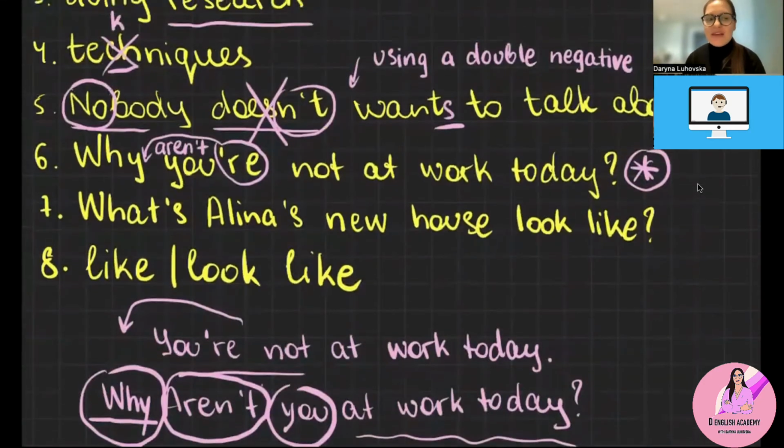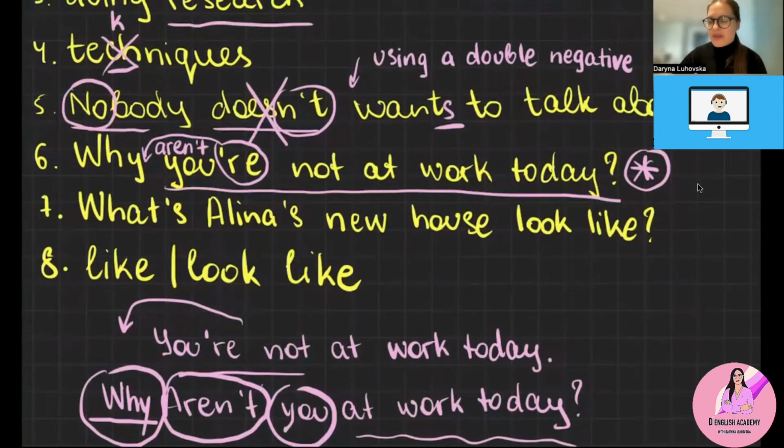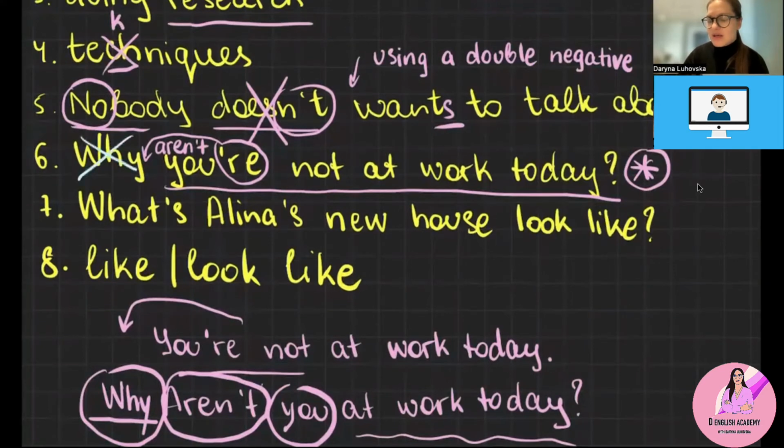But we also said that there is another way of actually using all of this, but then you change the beginning. You don't use why, you use something else. What is it that you could use? So not why, but how. How come you're not at work? Yes, so this way it's going to work the way it is.